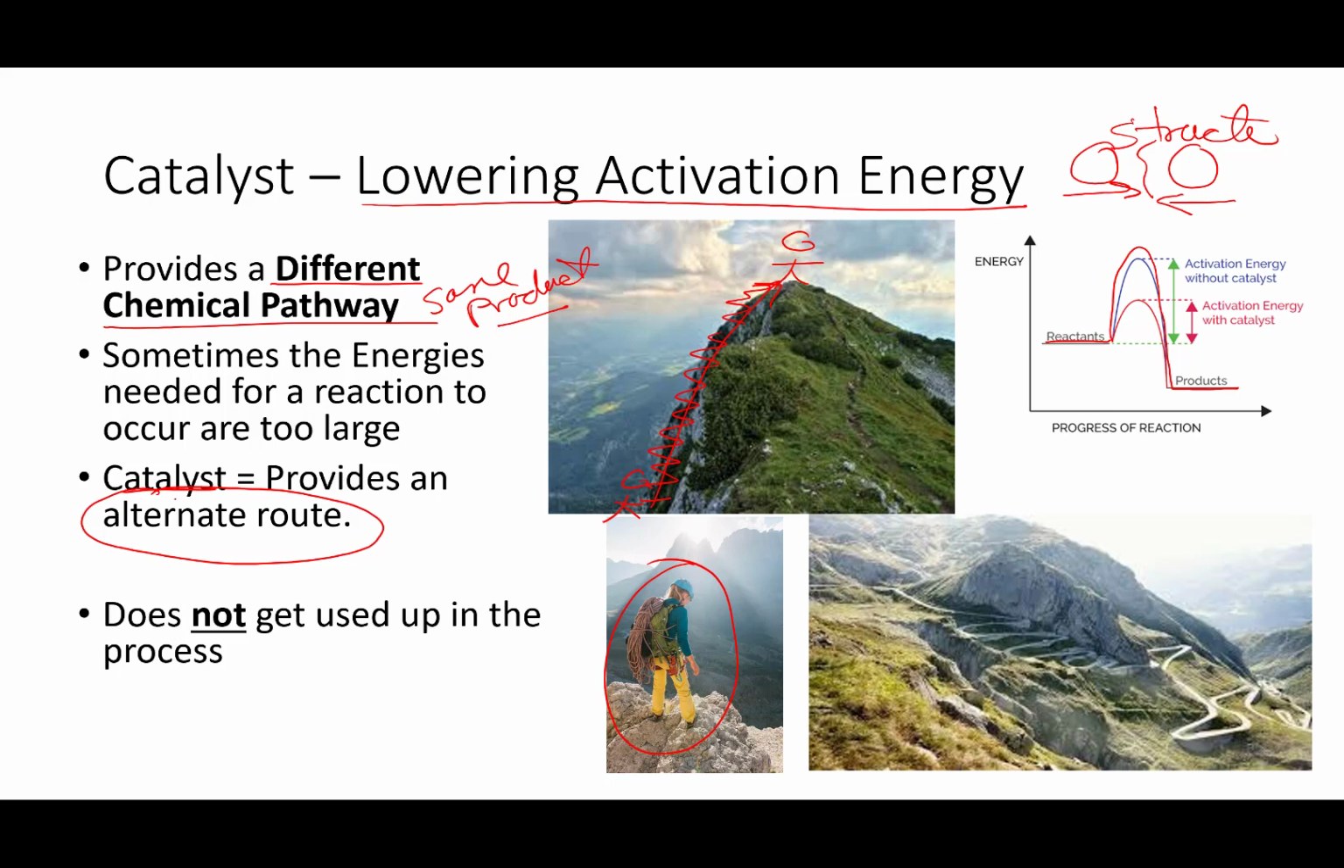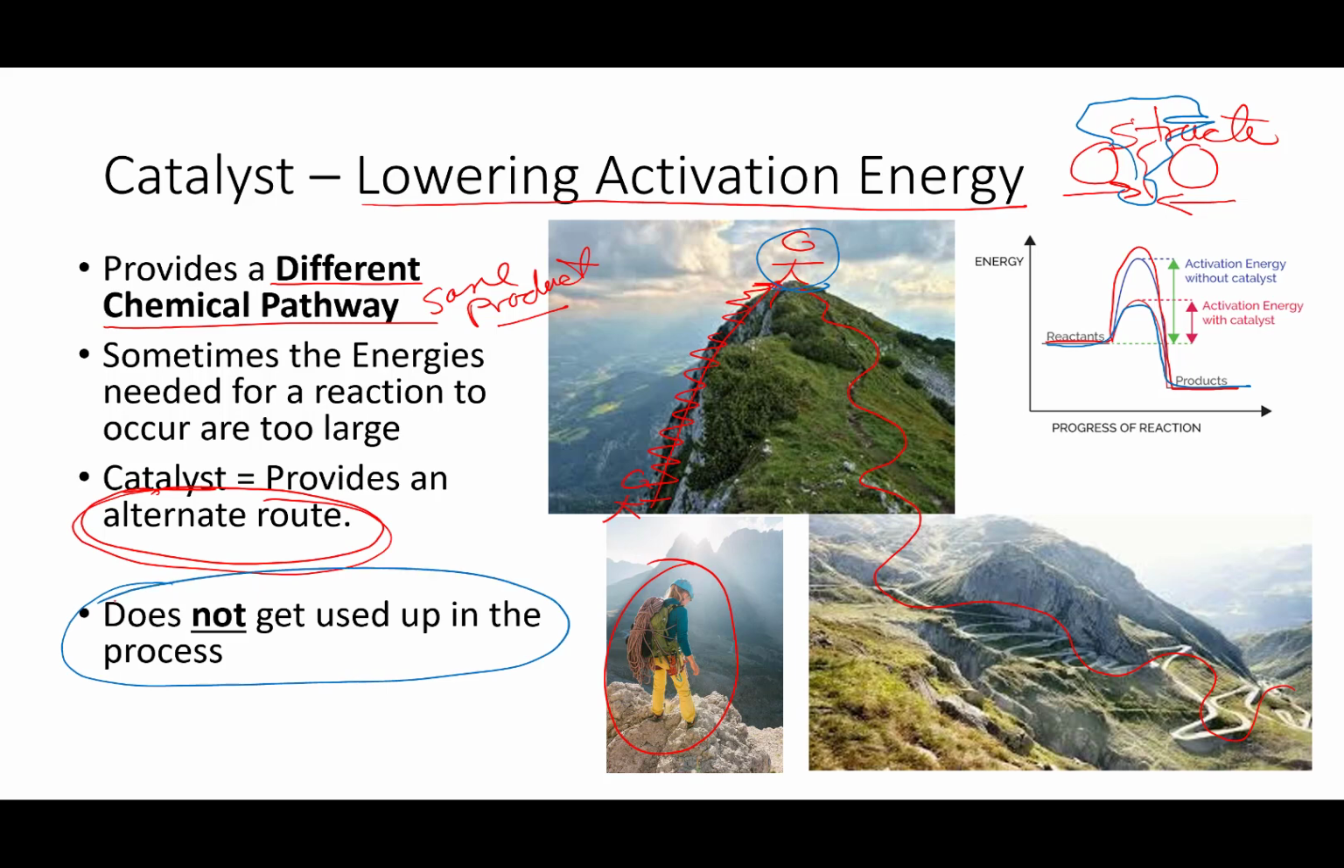But maybe there is an alternate route, and that alternate route might be using a car to drive up the backside of that hill. That's my route for getting up to the top of that hill, and that's going to be that alternate path. And by using that alternate path, you can get to the same location. That's how catalysts work. Now, that alternate path might be in biochemistry very circuitous and very complicated, but it will get you there.